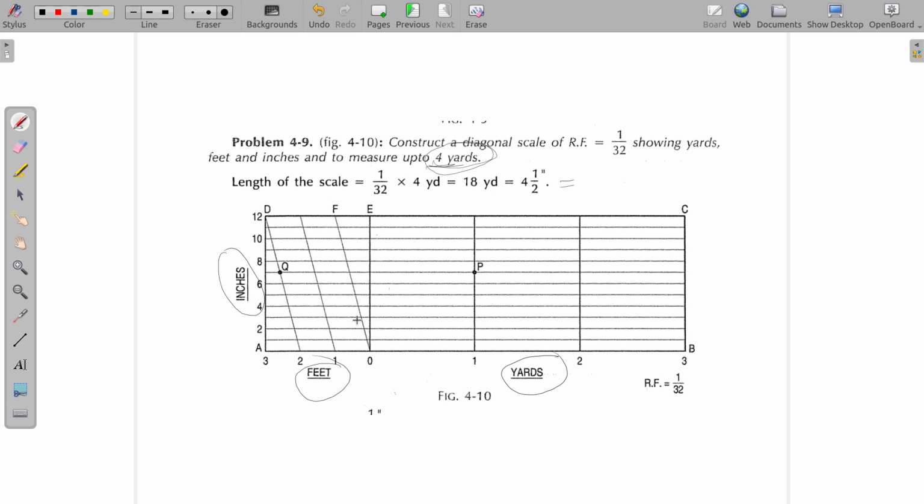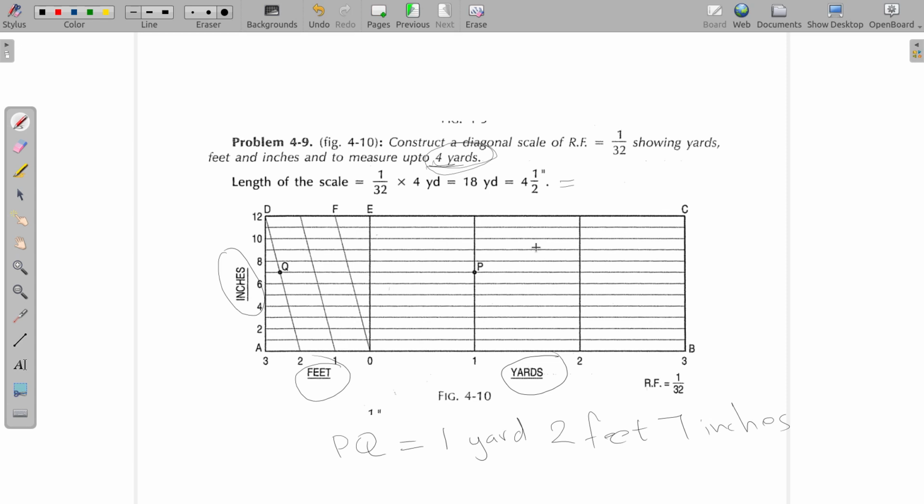Of course, to mark these lines, you know how to do. If you divide this section into 3 parts, you also divide this part into 3 equal parts and connect 0th division to first division, first division to second division, second division to third division. Now let's see what length PQ represents here. This is connected to first division in the first large division, which is 1 yard, and then this is 2 feet here. This is 1 yard, 2 feet and 7 inches. So PQ here represents 1 yard, 2 feet, 7 inches.